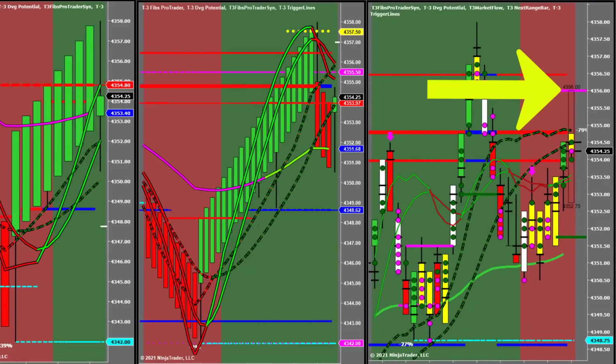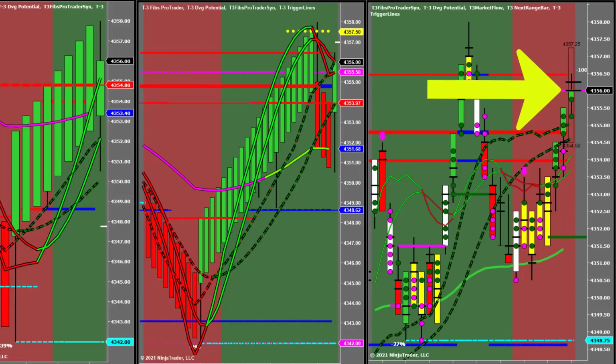$43.56 should be our line in the sand. Right there, one way or the other. If it breaks, it keeps going up. If it holds, that'll be the top.